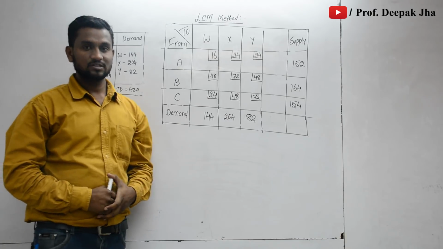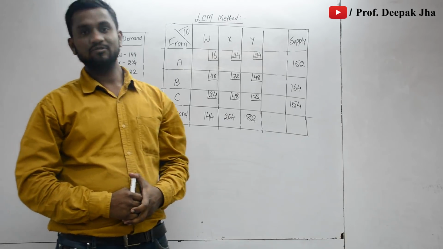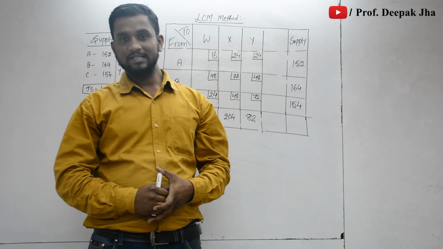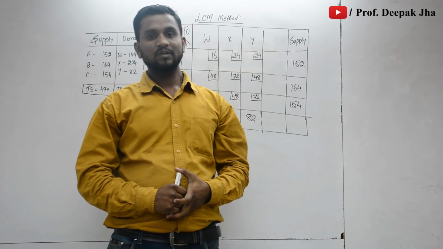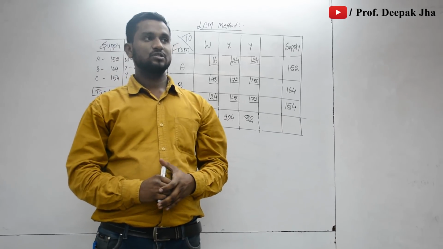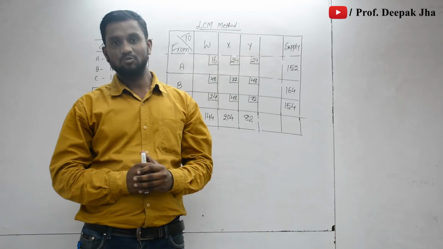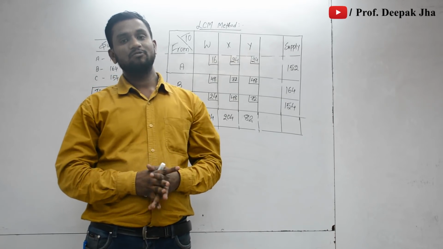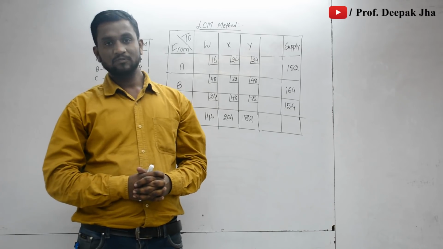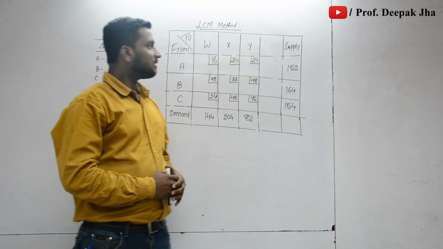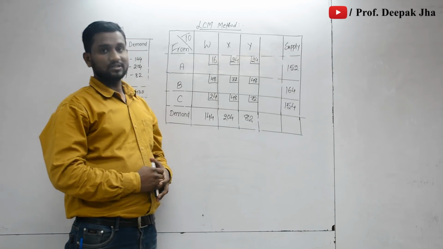In the first phase we have to find the IFS, which is the initial feasible solution, using the northwest corner rule, LCM method or VAM method. In the second phase we check for the optimum solution, meaning whether the problem solved in phase 1 is optimum or not, that is, whether any further reduction of cost is possible. For that we apply the MODI method. So let's come to our part, the LCM method.